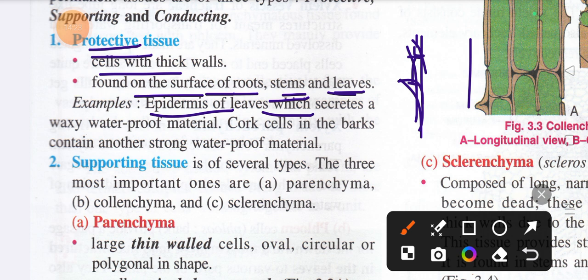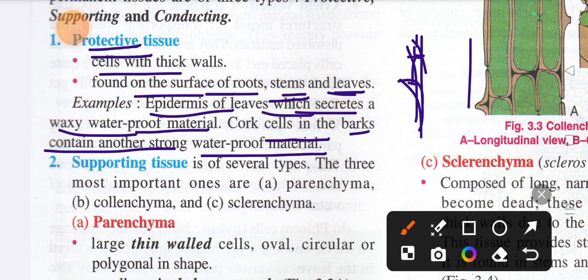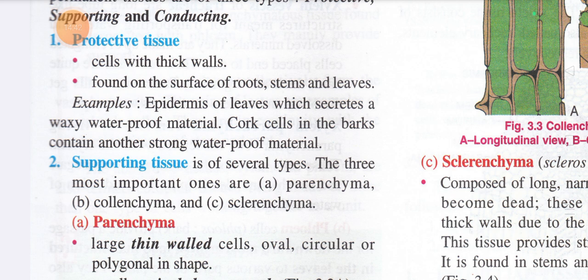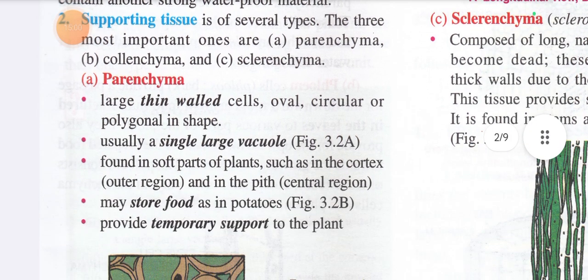Epidermis of leaves secretes a waxy waterproof material. Cork cells in the bark contain another strong waterproof material. So basically these are epidermal tissue, which contains some waxy or fluid-like structure, and the waxy thing inside them is like sclerotin. One more fluid is there, I forgot the name, but it's not given in our book. Let it be.